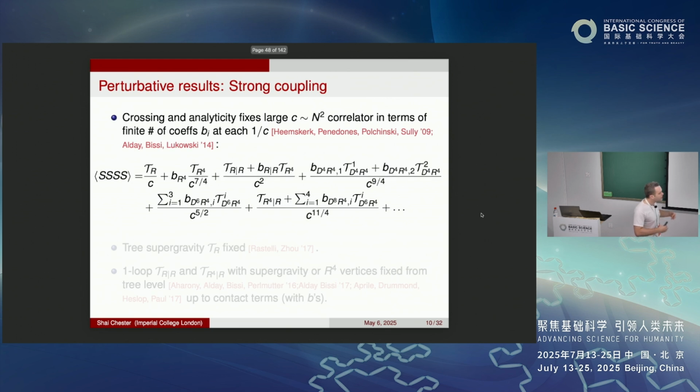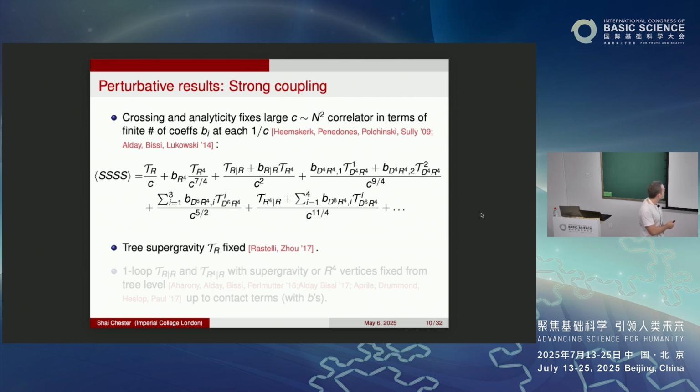And so basically, you impose crossing symmetry, which you can solve exactly at large n. The only thing it's using is crossing symmetry. You're not imposing unitarity, you're not doing localization. And just from crossing symmetry, you're able to constrain the answer at every order in 1 over n in terms of just a few coefficients. So the leading order term corresponds to the supergravity contribution, and this is completely fixed by these constraints.